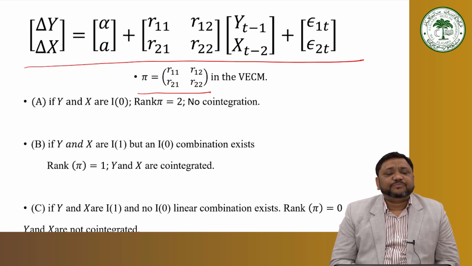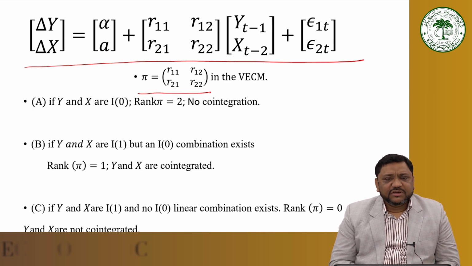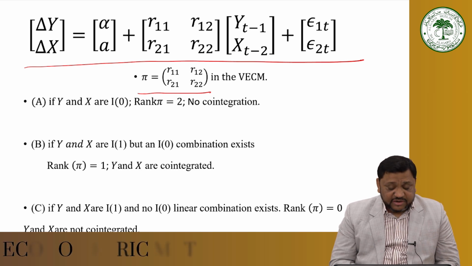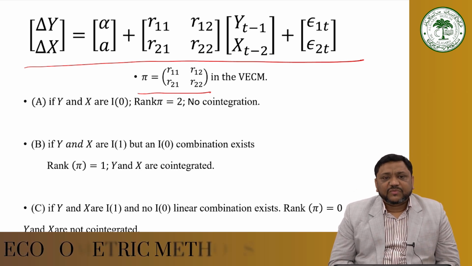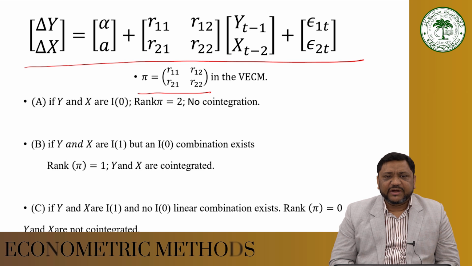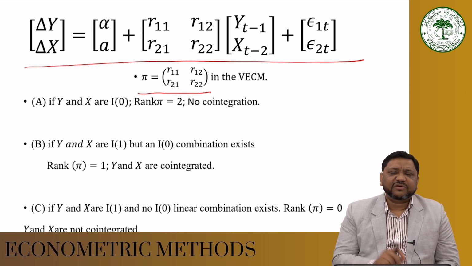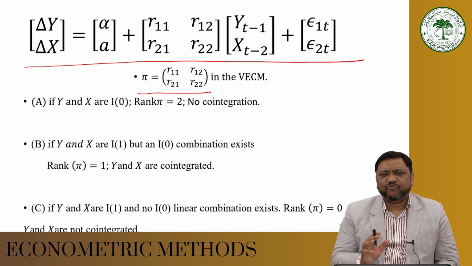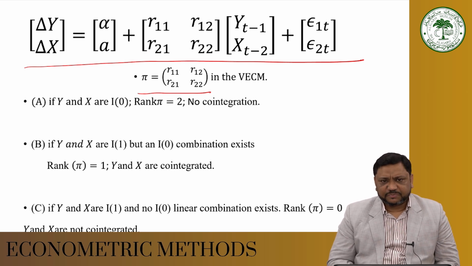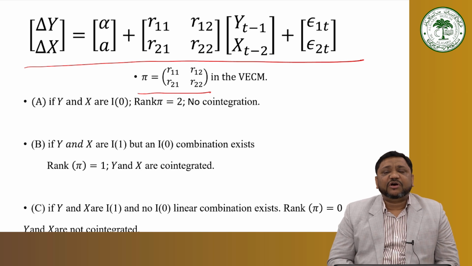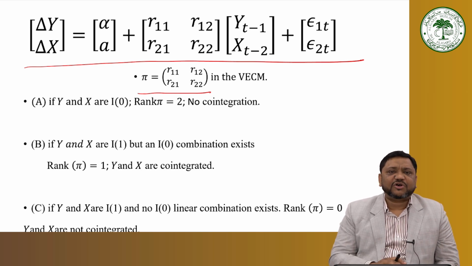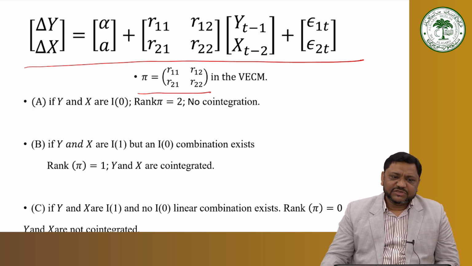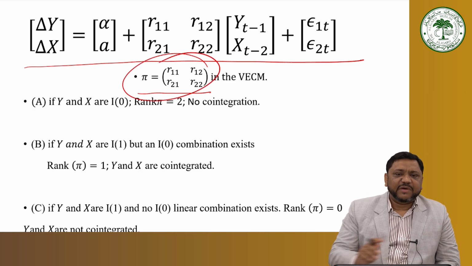That is, the third case: if x and y are I1 and no I0 component exists, then the rank of matrix pi here is equal to 0. We can say xt and yt are not cointegrated. So basically, the linear combination of y and x depends on the rank of this pi matrix.